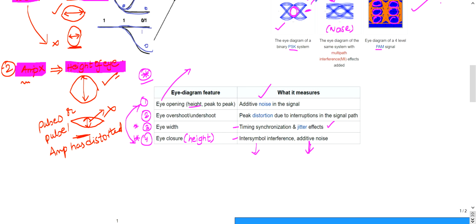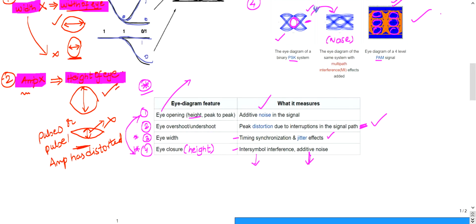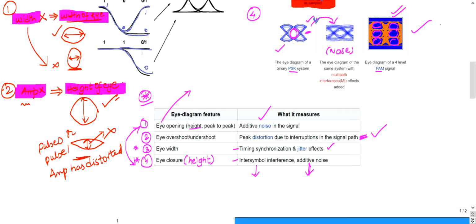Then point number 2, eye overshoot, the edges of the eye are undershoot. It indicates peak distortion due to interruption in the signal. What distortions are present? It is indicated by eye overshoot, the edges of the eye. Try to remember these points. The eye diagram, what you can conclude.